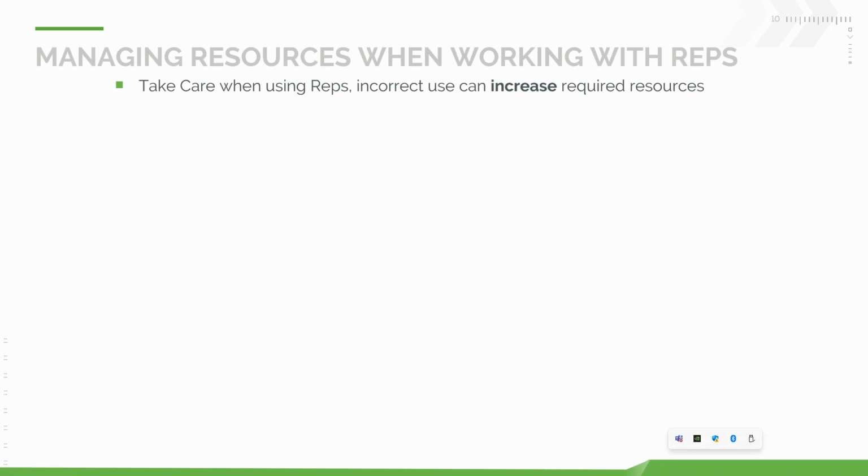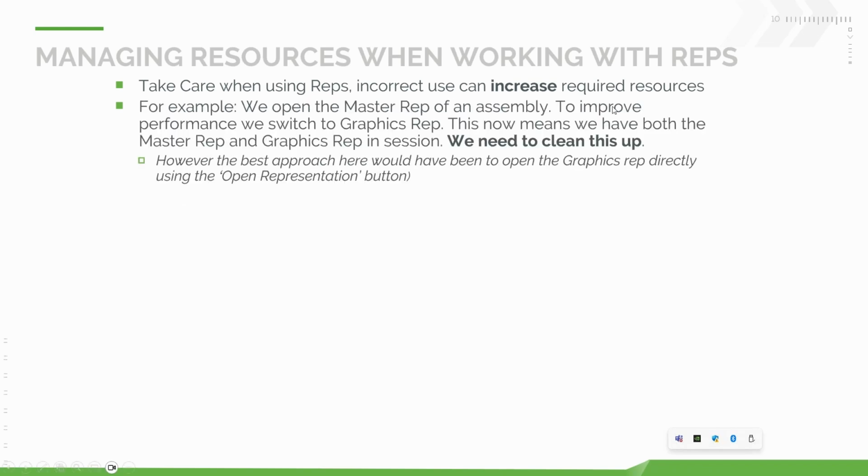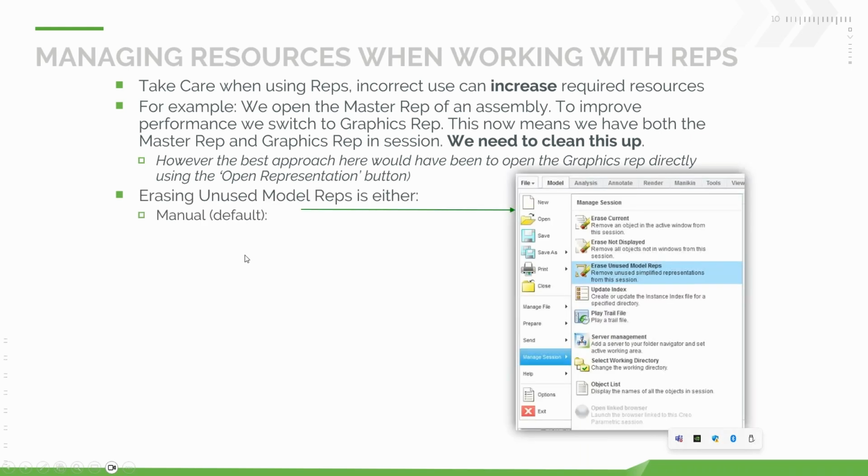I guess this is important because if we're not careful and we set up all of these reps and we're trying to manage our resources, we can actually end up with more resources in our system than we had otherwise planned for. So this has gotten better over time, but if we open a master level of an assembly and switch to a different rep, we now have both of those different reps in session, okay? So what we want to do there is potentially clean them up.